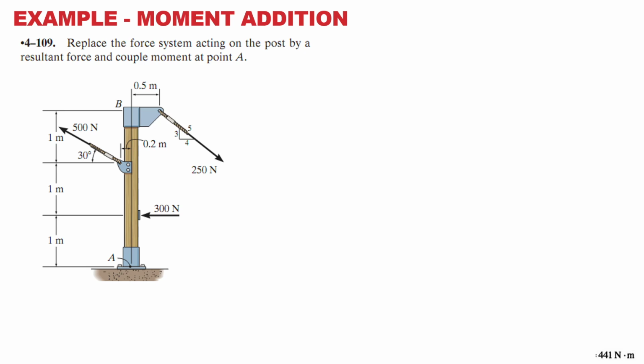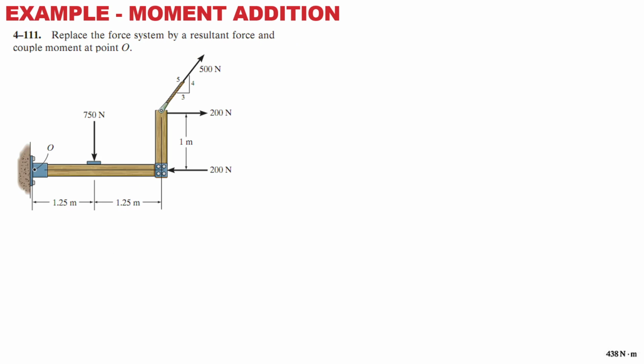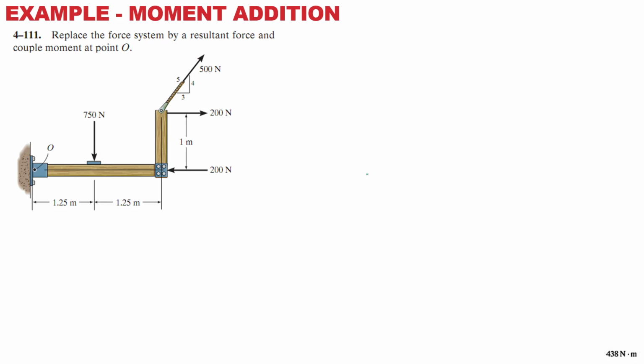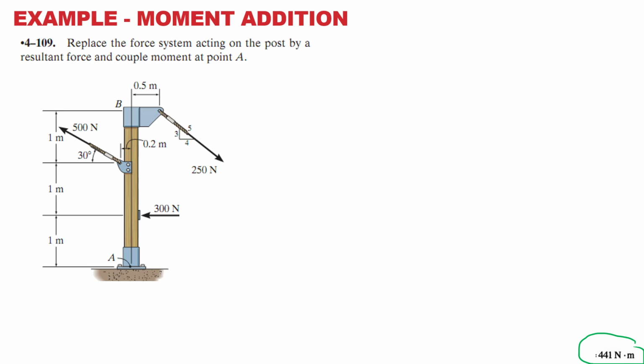So replace the force system acting on the post by a resultant force and couple moment at point A. Apa jawapannya? Tak ada jawapan. Oh, tak ada jawapan. Tak ada jawapan ni. Jawapannya kat sini. 441 Newton meter. Kan senang. Ini jawapan. 438 Newton meter. So kena solve lah. Is it hard, this one? Maybe not. Maybe so. Let's check out.